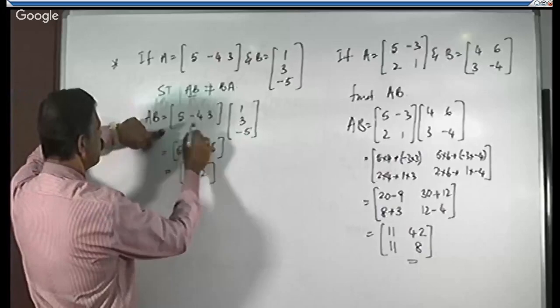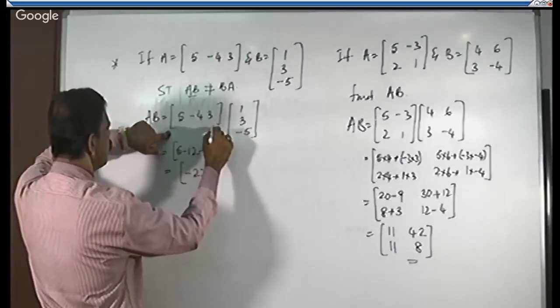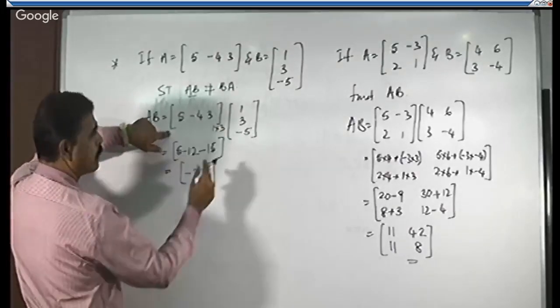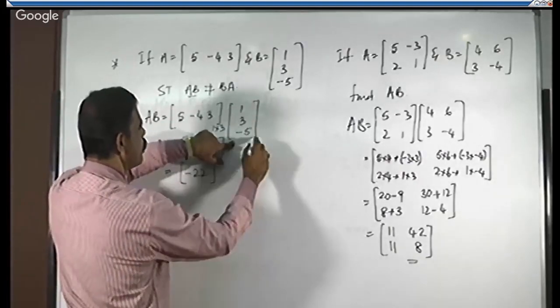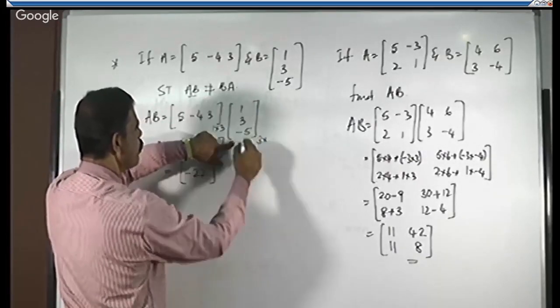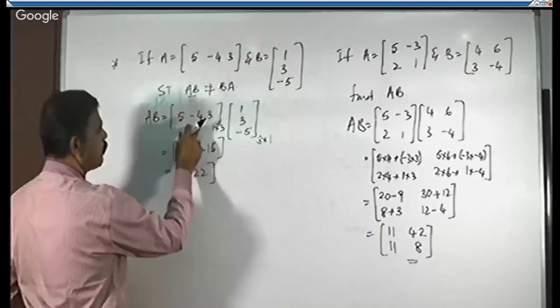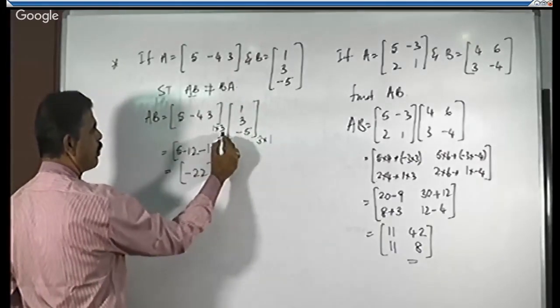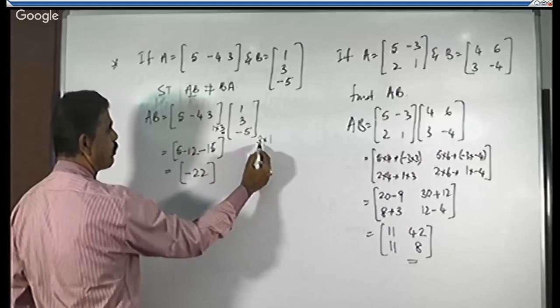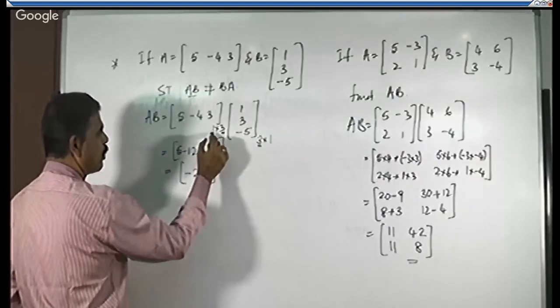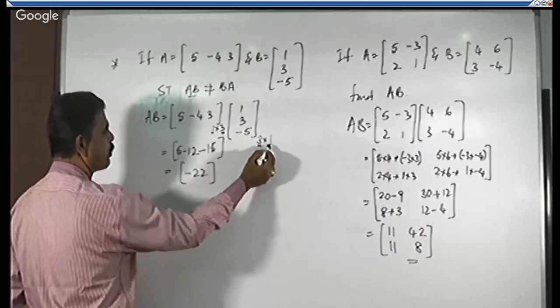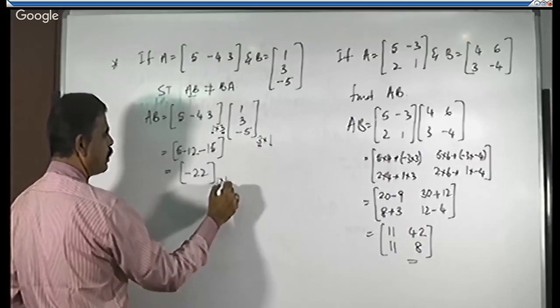See, the first matrix: how many rows are there? 1. How many columns are there? 3. Second matrix: how many rows are there? 1, 2, 3. 3 rows. How many columns are there? Only 1 column. First matrix is having 3 columns, second matrix is having 3 rows. So multiplication is done. What is the order of the end matrix? Rows of first into columns of second. See, this is 1 into 1.